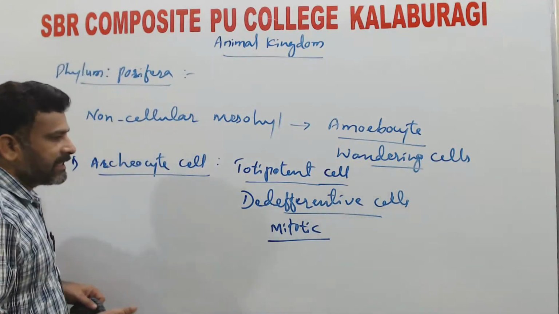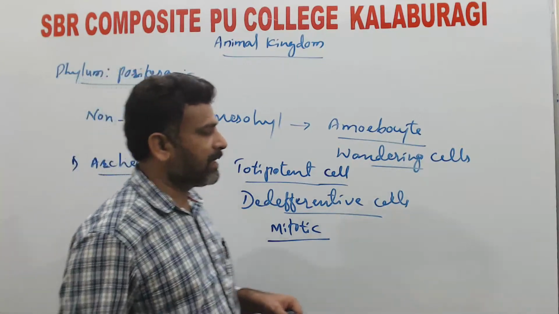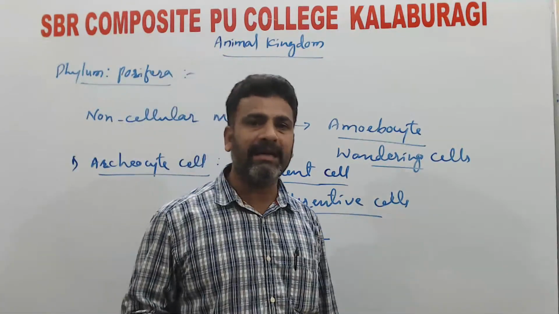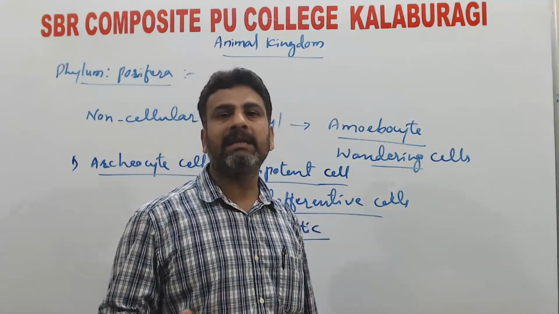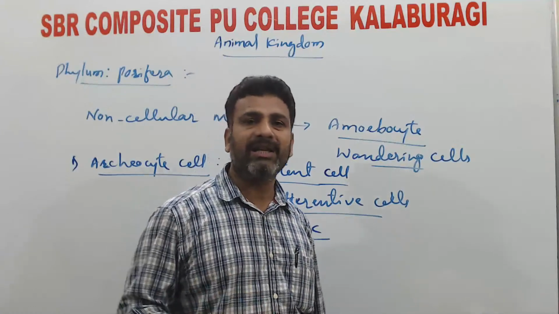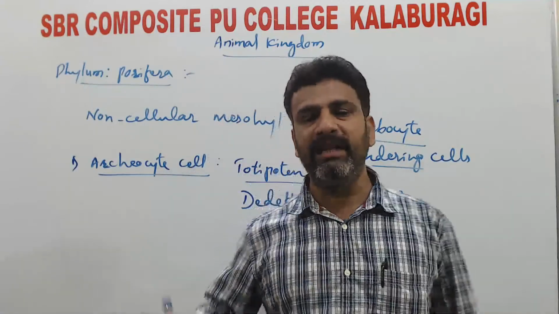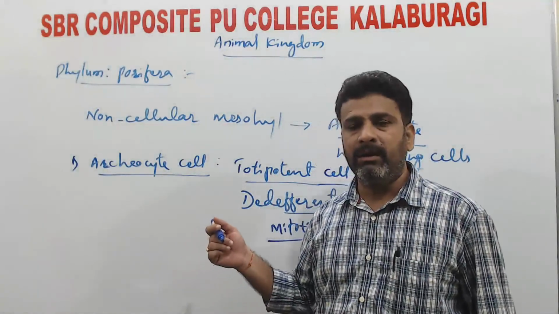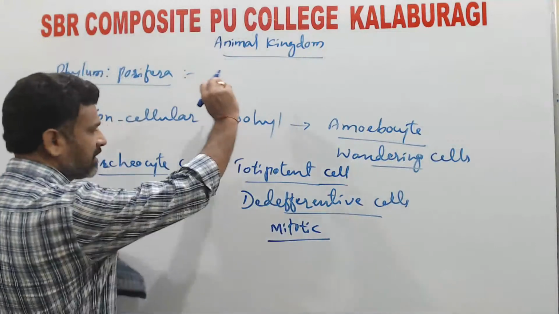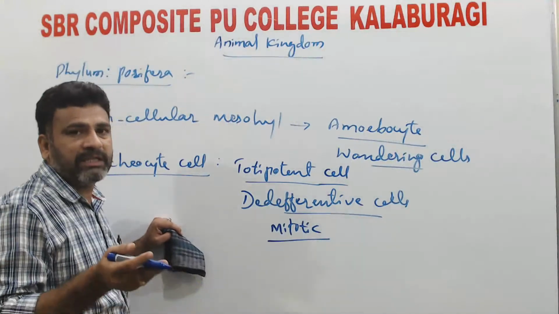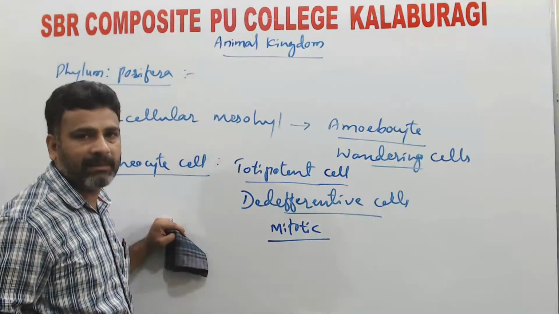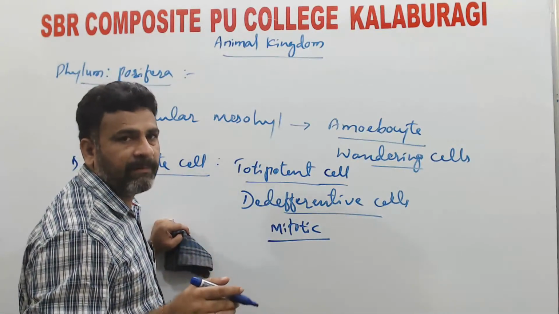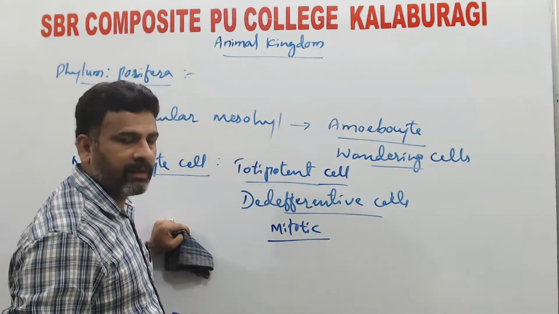Archaeocyte cells play a vital role in the formation of gemmules. Gemmules are internal buds. These are asexual reproductive structures produced by these cells within the colony. These cells undergo rapid mitotic division and produce an entire new organism or new colony. That is the main characteristic feature of these totipotent cells.